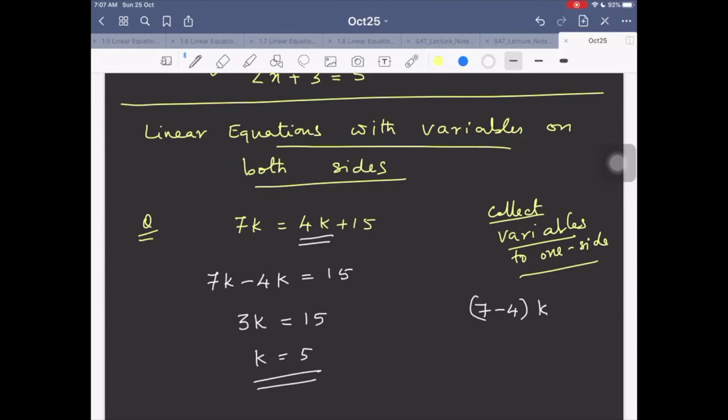So that is the first point. So when you have variables on both sides of an equation, collect all variables to one side. It's simple, intuitive enough, right? You just convert it to a familiar form. And the familiar form is you have variable on one side, you have unknown, the numbers on the other side, right? Is this all right?